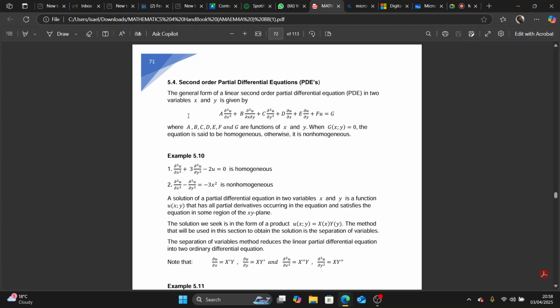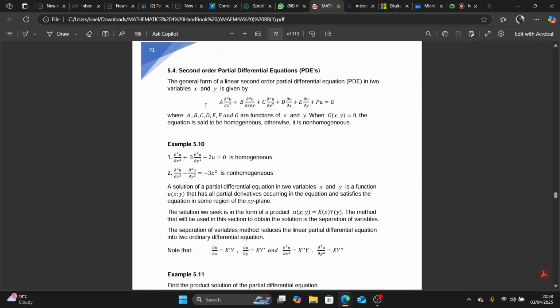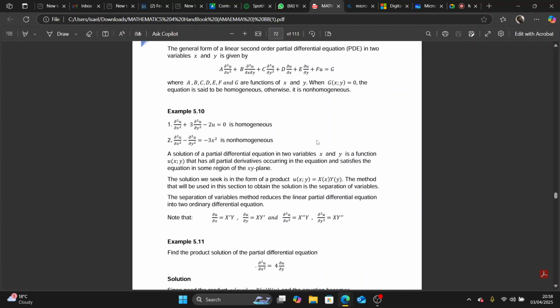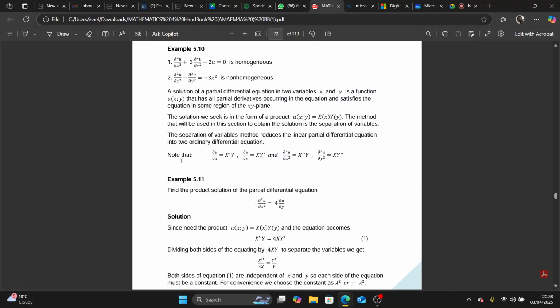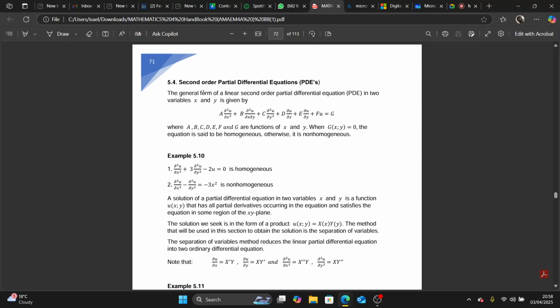Yes, sir. Okay, can you see my screen? I'm just going to go through here explaining quickly and we're going to move to what is important, no? How to solve, and we're going to move to application. So we've got second order partial differential equations, which they call PDEs.